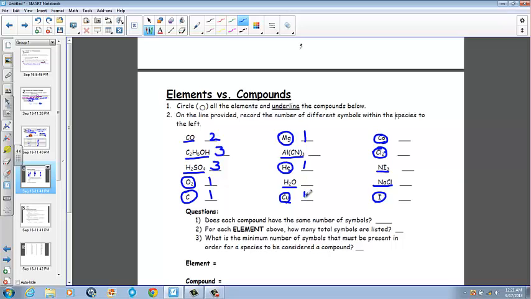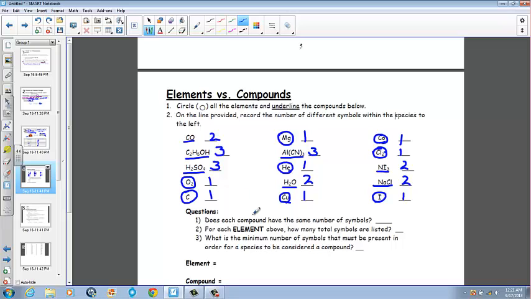So we can go in and say elements, you'll only see 1. Then here we have to go in and count. We have aluminum, carbon, and nitrogen. So there's 3 there. Hydrogen and oxygen, there's 2. Nickel and iodine, 2. And sodium and chlorine, 2.